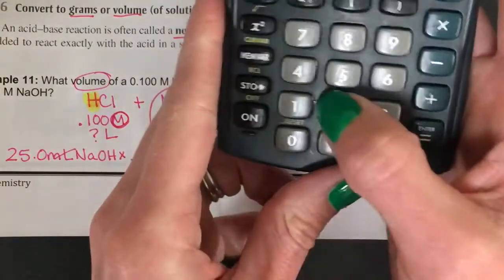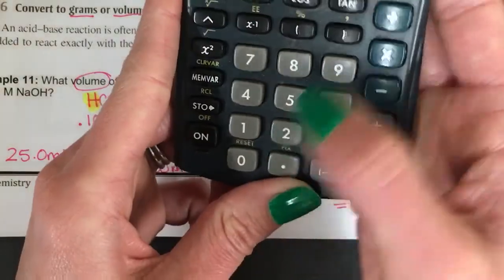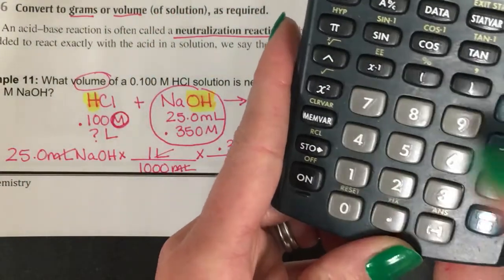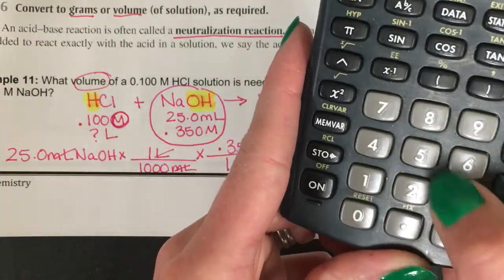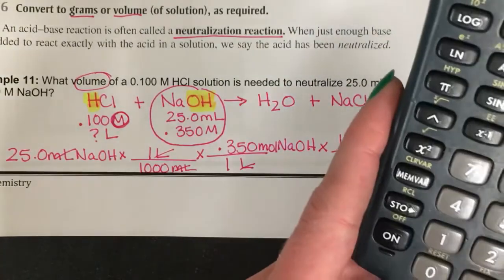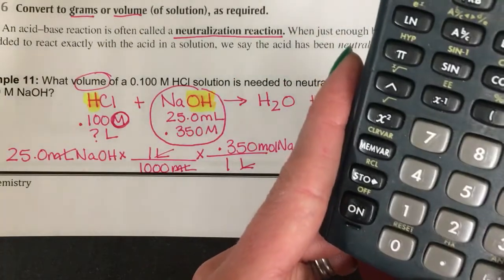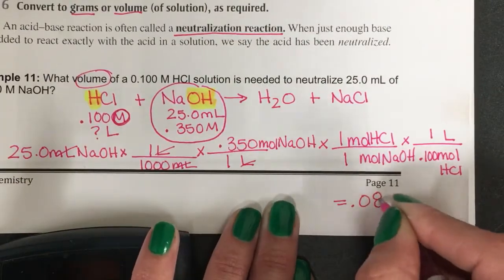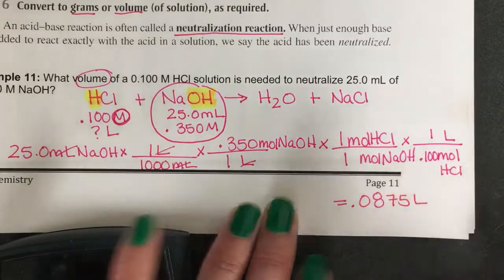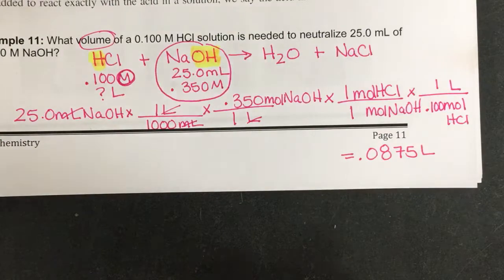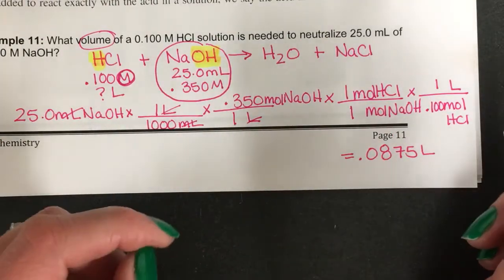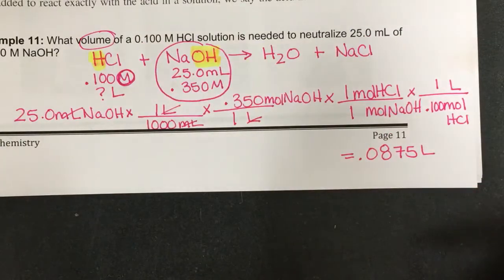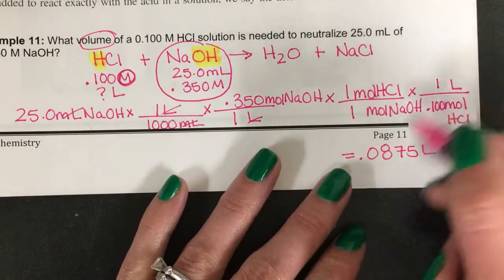What I should get is 25 divided by 1,000 times 0.350 divided by 0.1. I get 0.0875 liters. Now I can leave it like this, or because originally I was in milliliters, I can go back to milliliters, make my answer make a little more sense.